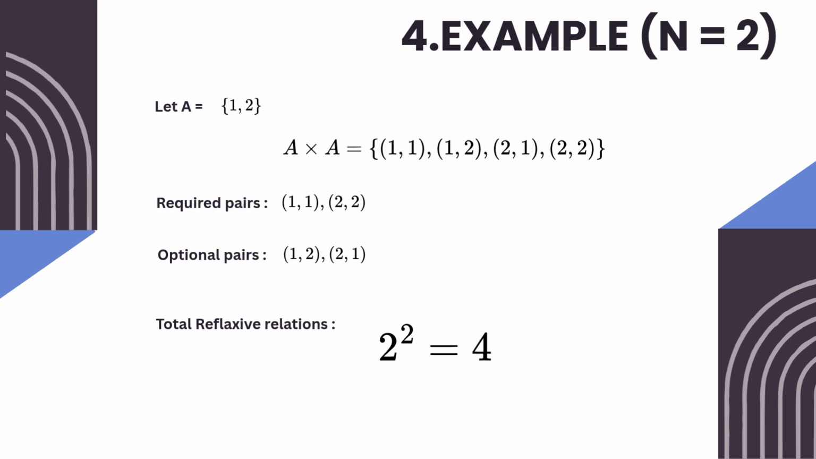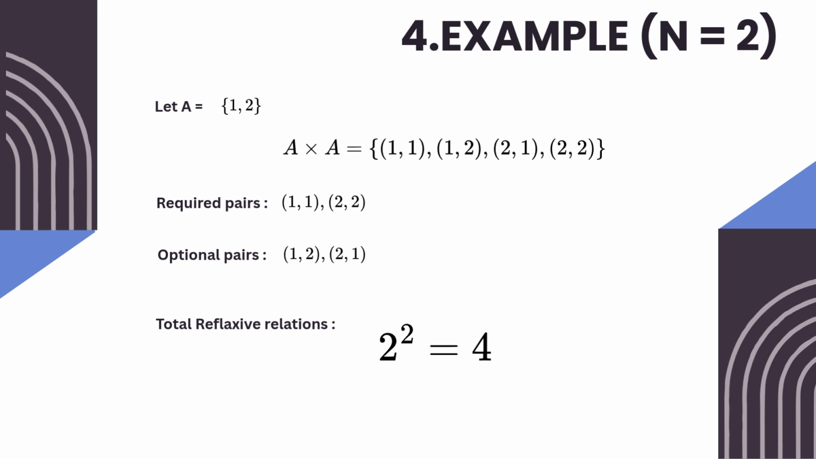Here we take A equal to {1, 2}, so A cross A gives all possible ordered pairs (1, 1), (1, 2), (2, 1) and (2, 2). For a relation to be reflexive, each element must be related to itself. So (1, 1) and (2, 2) are the required pairs. The remaining pairs (1, 2) and (2, 1) are optional. Since there are two optional pairs, the total number of reflexive relations is 2 squared, which equals 4.